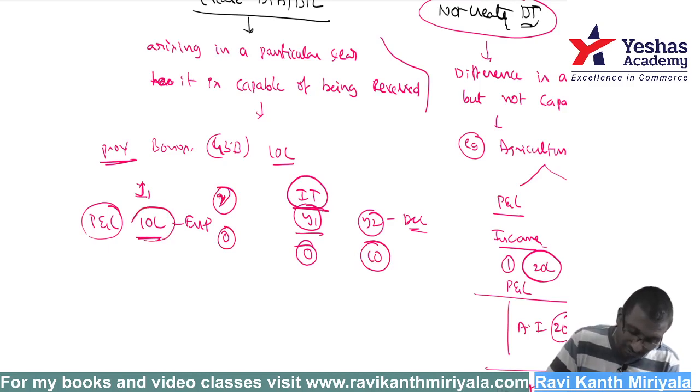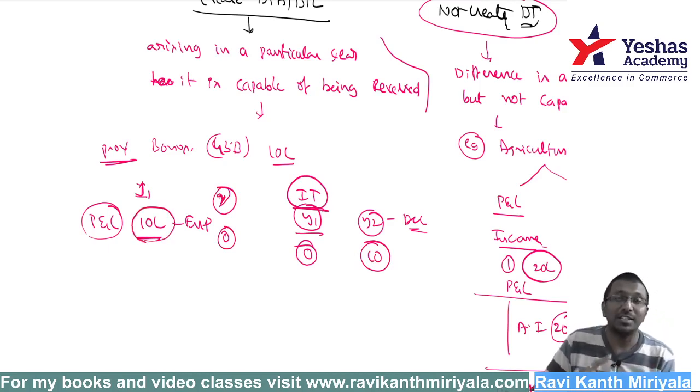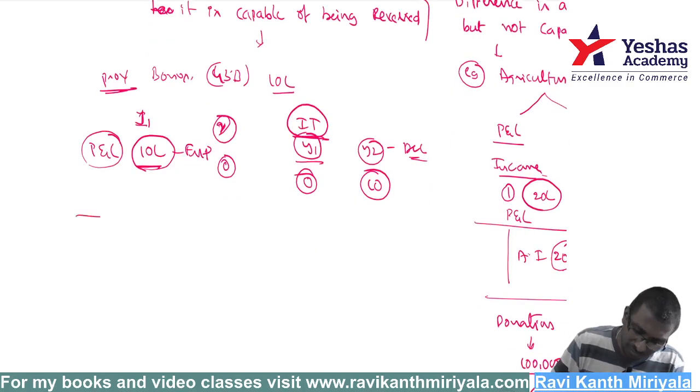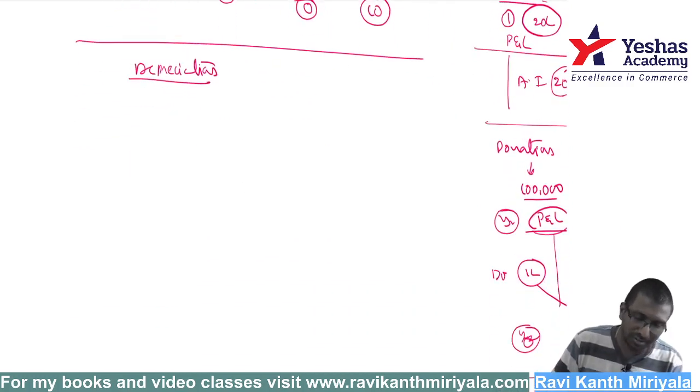So whatever difference arises in the current year is getting rectified in the next year. Then what is this called? Timing difference. One more best example is depreciation. Just understand the basic concept.